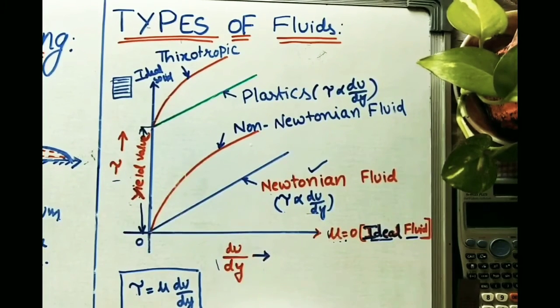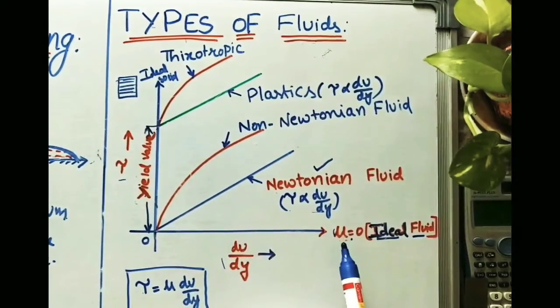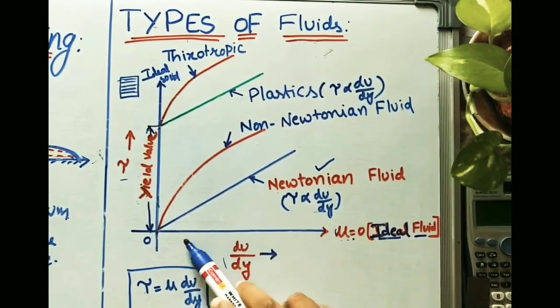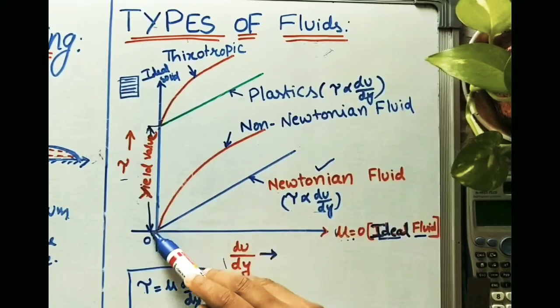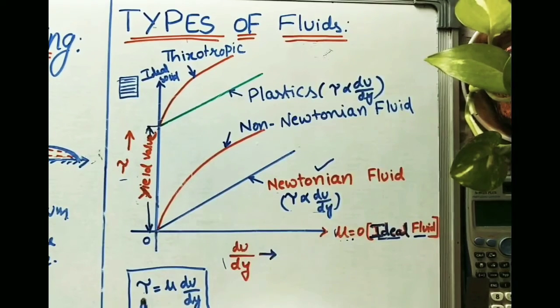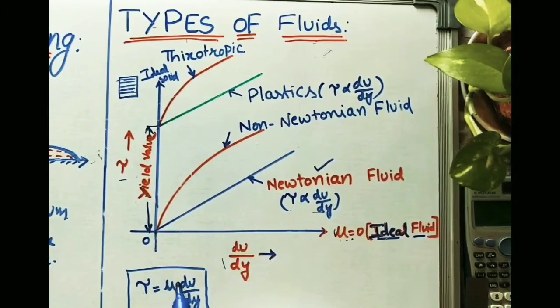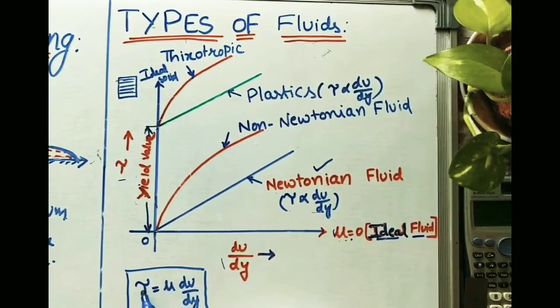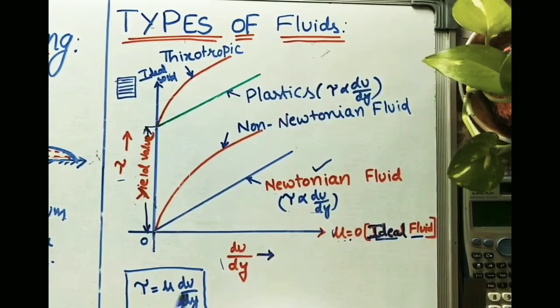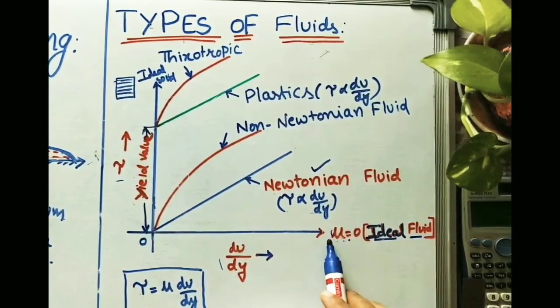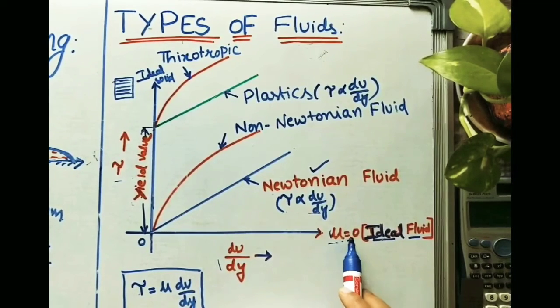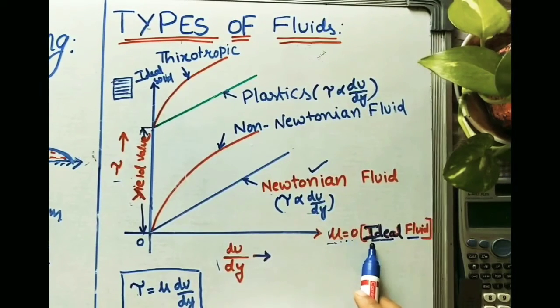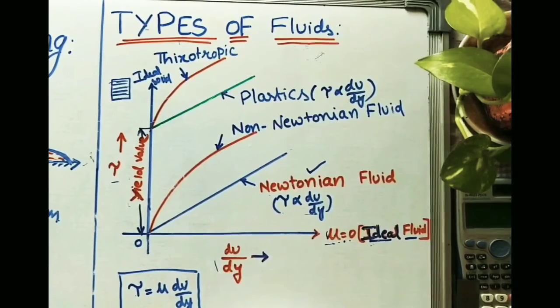Now take the horizontal axis initially. Here the value of tau should be 0. Let us take this as 0 here. The mu value is also 0. So here I am writing mu is 0. Mu is viscosity, dynamic viscosity. If viscosity is 0, we consider those fluids to be ideal fluids.